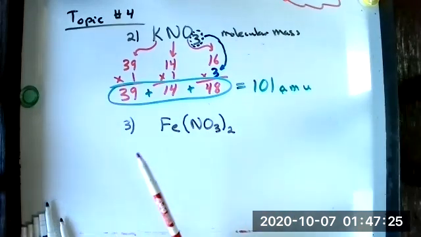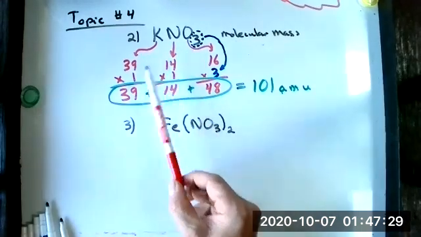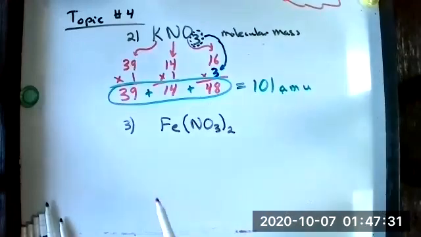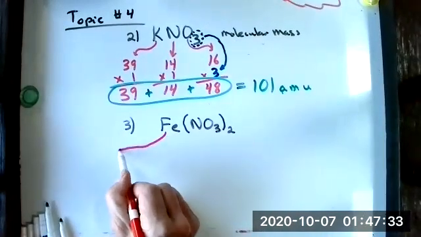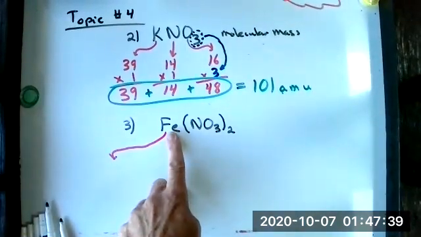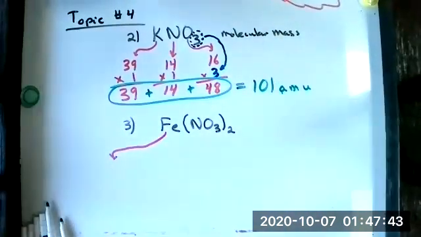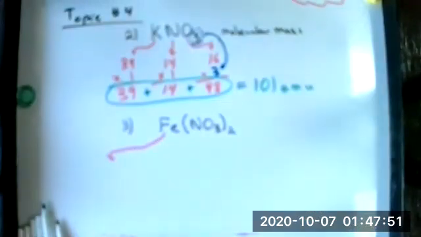I just start on the left and work my way to the right, just like I did with this example up here. I'm going to start with that Fe. First thing I do is grab that element table, find Fe, find that red number, and round it off. 56. I'm going to use 56.